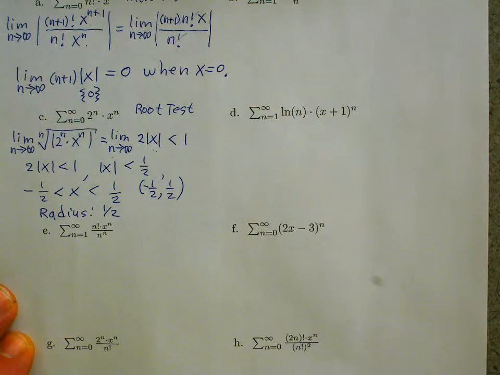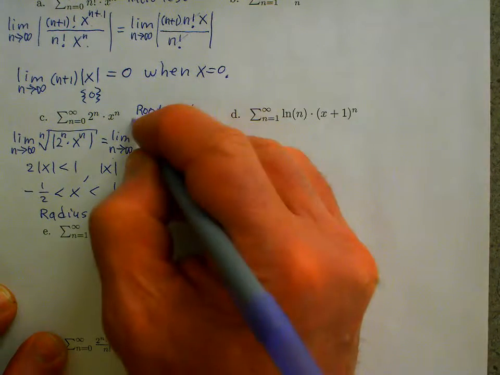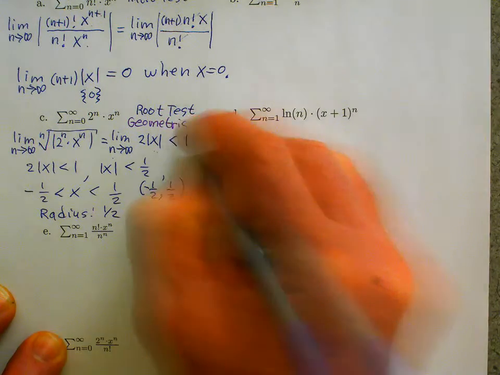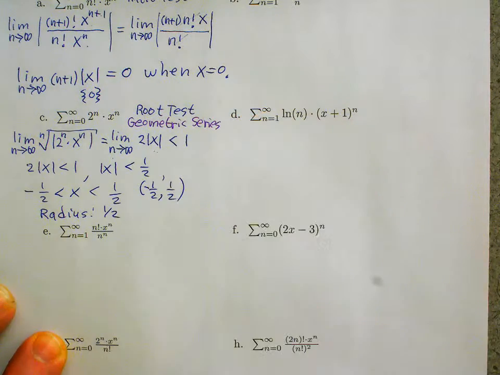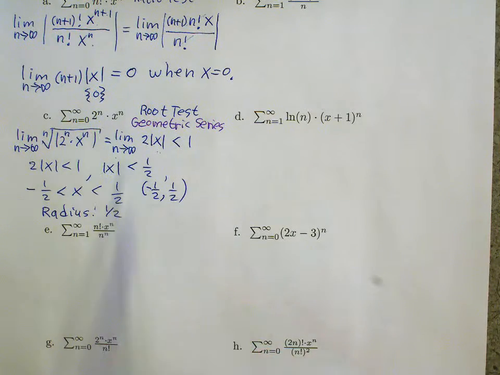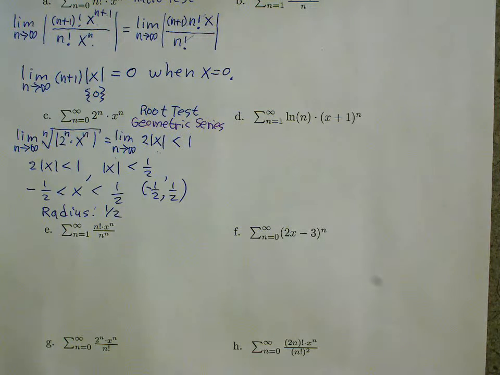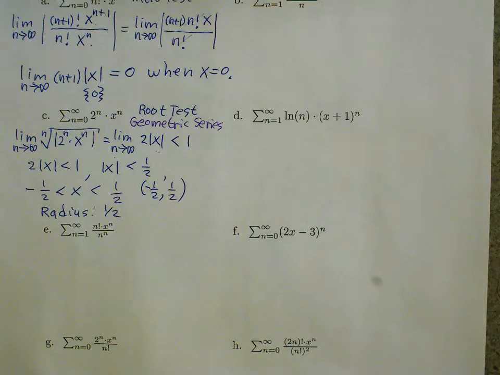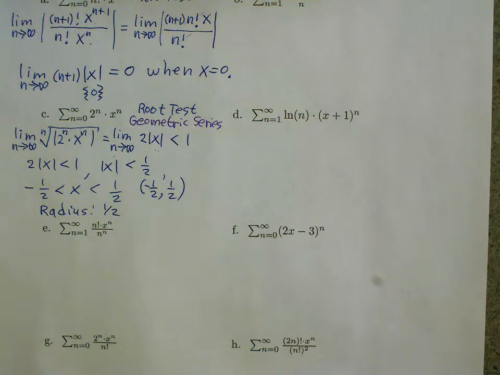Another test, I didn't leave room for it, but you could use the geometric series. You could think of this as a geometric series. So in other words, 2 to the n times x to the n, you could write that as the term 2x to the n. So if that has the form of a geometric series, the absolute value of 2x would have to be less than 1. Or negative 1 is less than 2x, which is less than positive 1. So you would get the same interval of convergence.